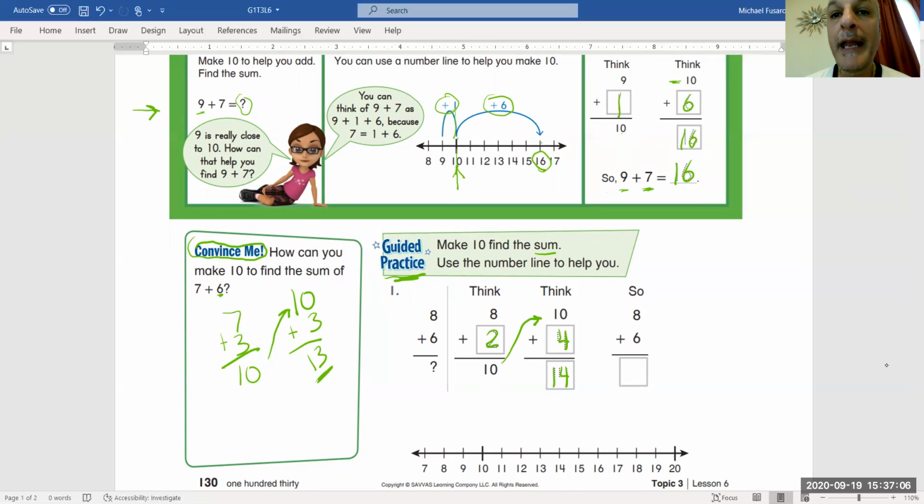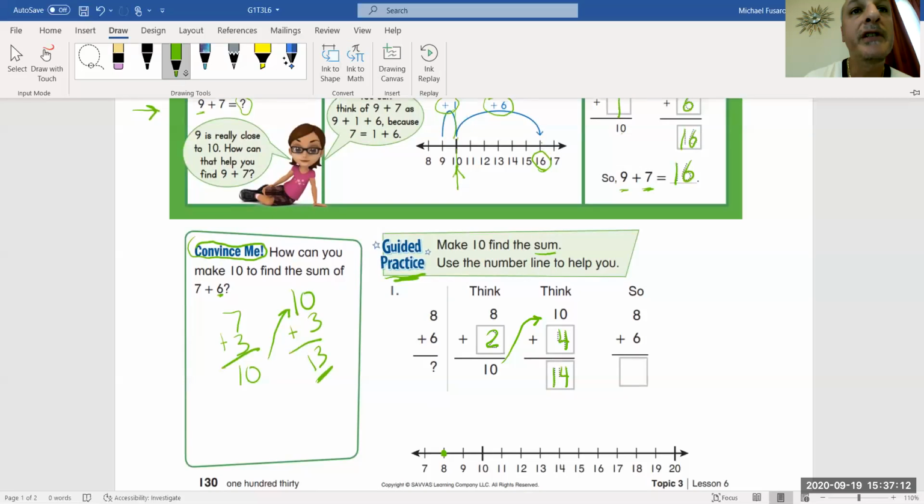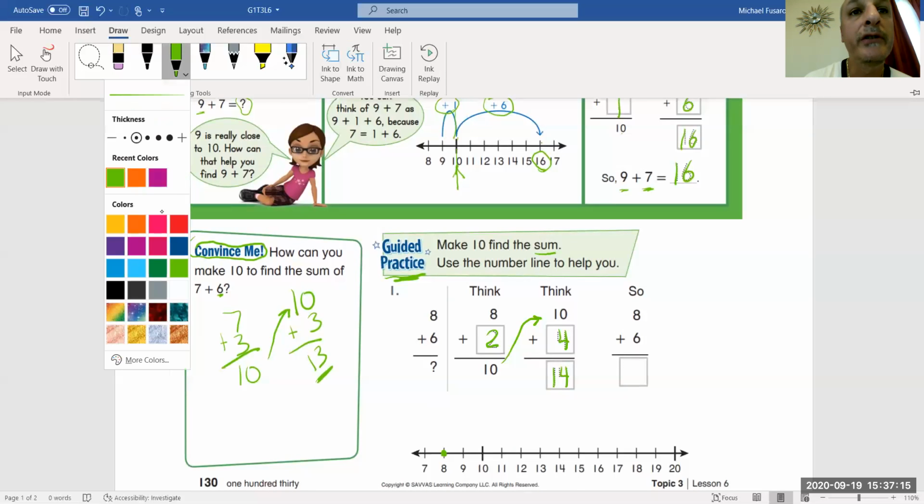We start at 8 because that's our top number, okay? Let me get something a little darker here so it's easier for you guys to see, because honestly, Mr. Fuzz can't see it, and he's an old man. So let's see what I can get. Let's get that purple. Let's do that right there.